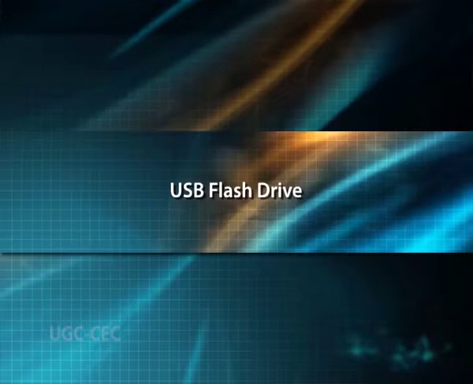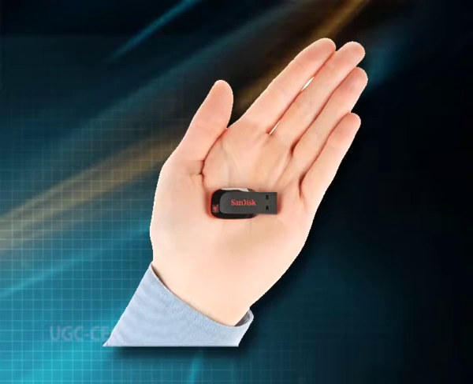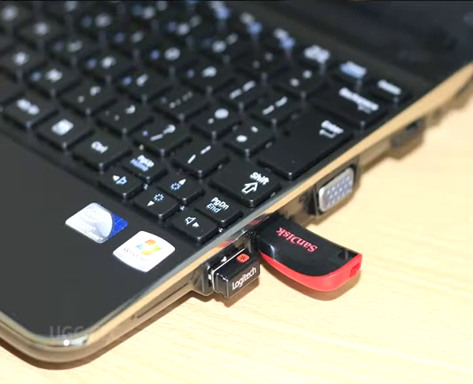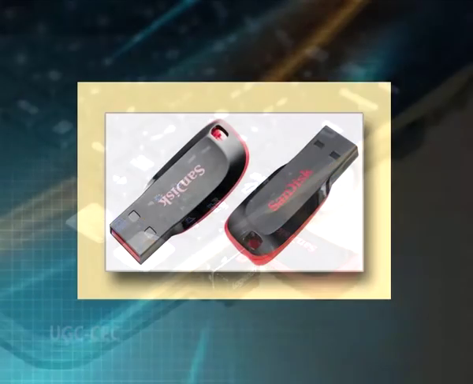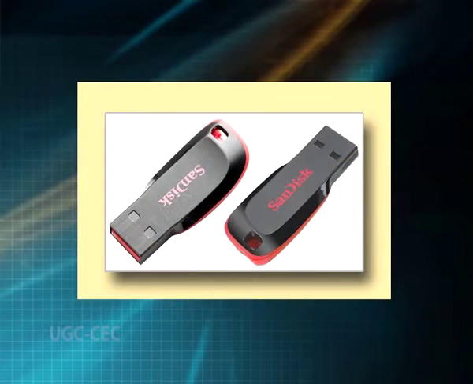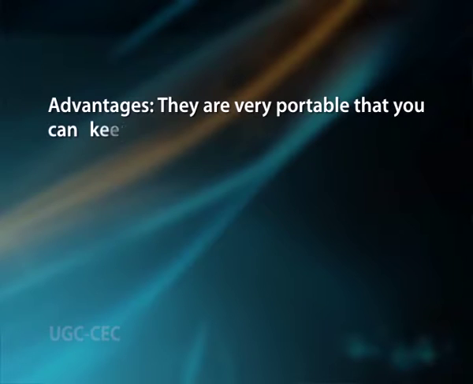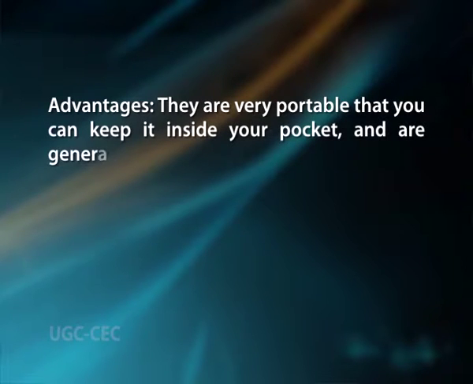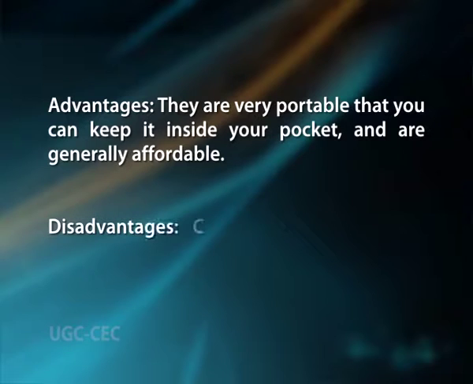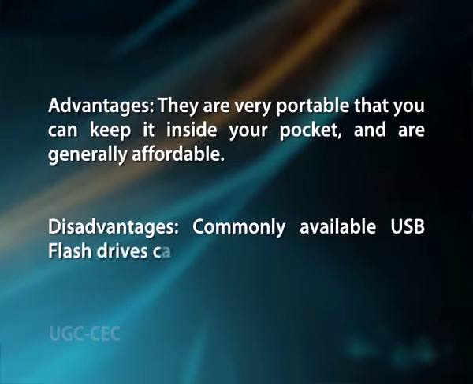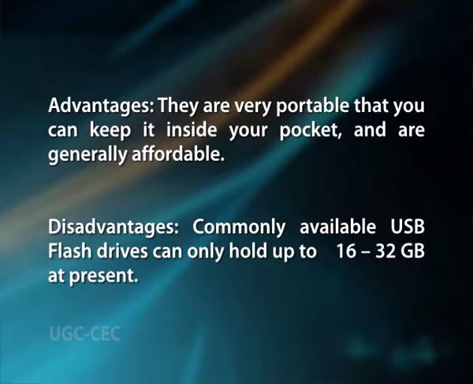USB flash drive. Universal serial bus flash drives are small storage devices that you can plug into a computer's USB port to function. After that, you can easily store and transfer files from and to the computer. They come in a wide variety of shapes and sizes and are available in stores. The advantages are they are very portable so that you can keep it inside your pocket and are generally affordable. Disadvantages: most commonly used USB flash drives can only hold up to 16 to 32 GB data files at present.